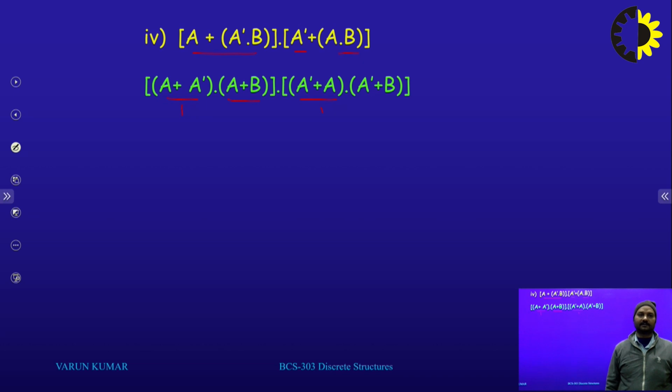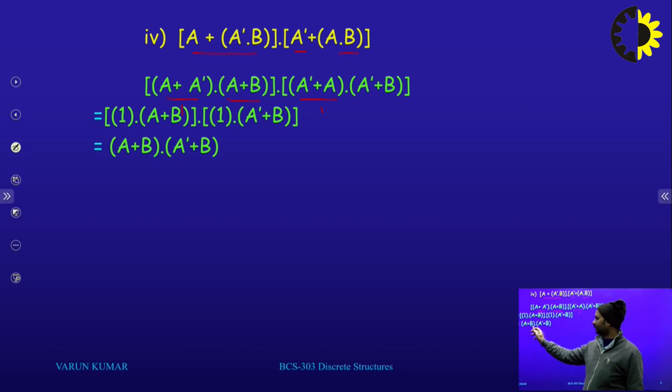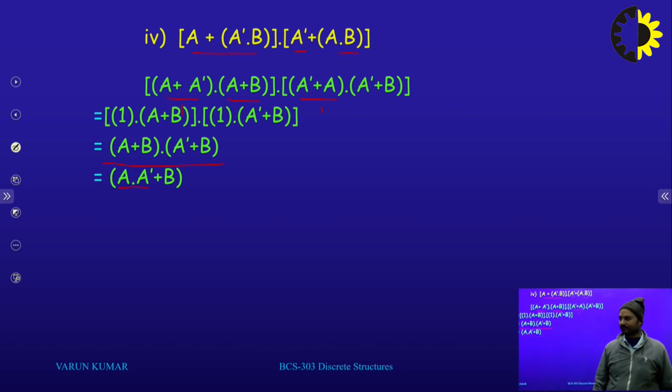Then 1 dot something is equal to something. 1 dot X is equal to X. So 1 dot (A + B), then 1 dot (A' + B). So what we get? Then (A + B) dot (A' + B). Again we use the distributive formula here. What we will get? That is A dot A' plus B, or A dot A' becomes 0. Then 0 plus B, again the result is B.